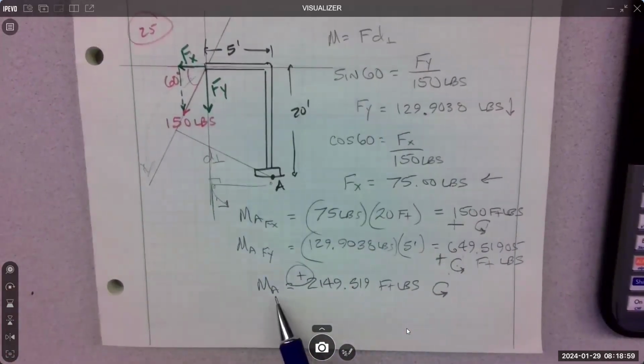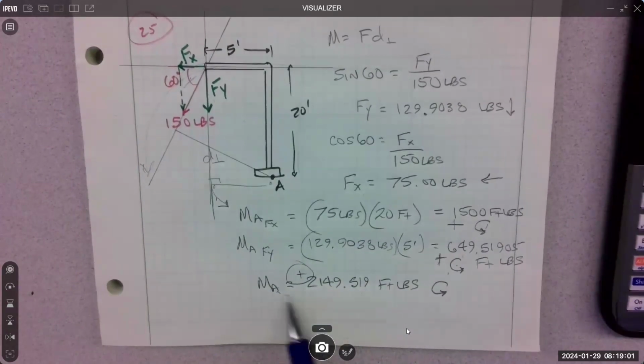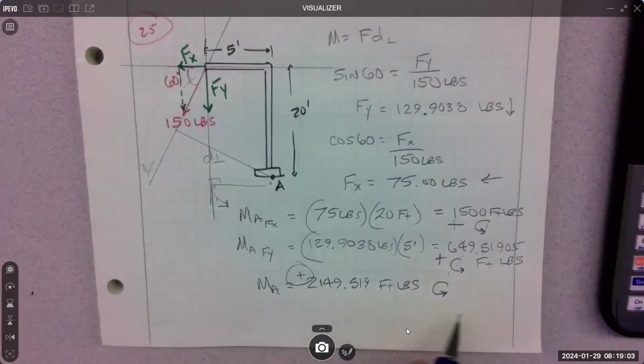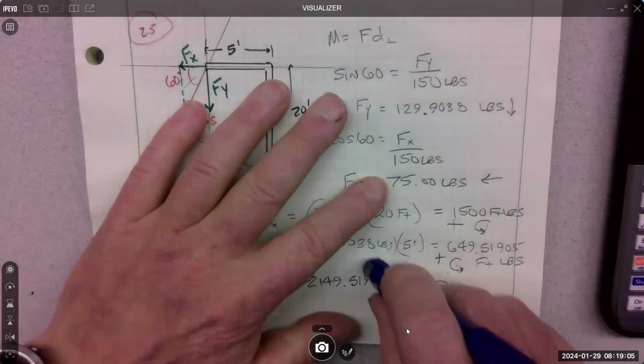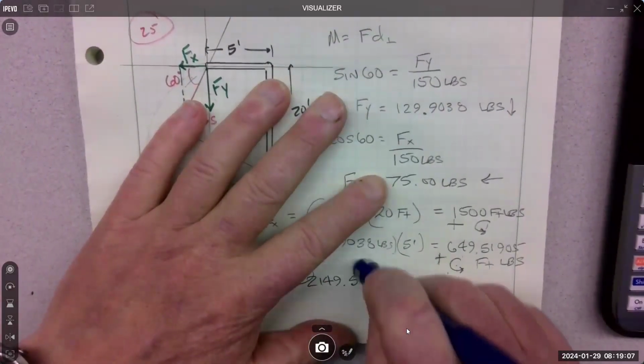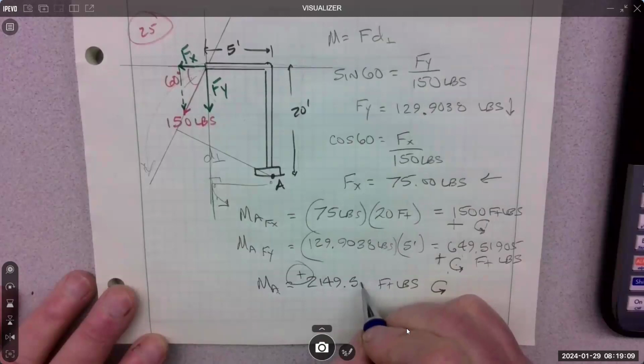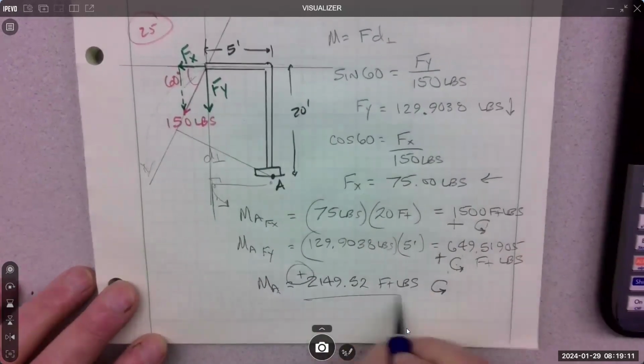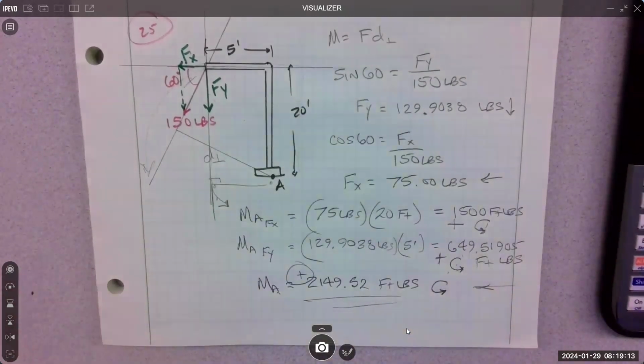So at point A, 2149. A little too much rounding, or a little too much accuracy there. 52 foot-pounds, positive rotation.